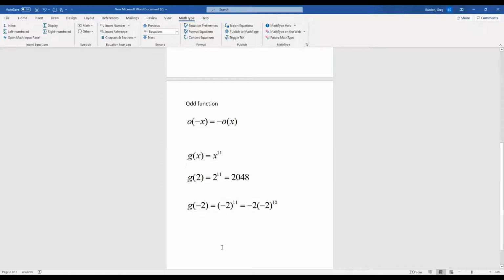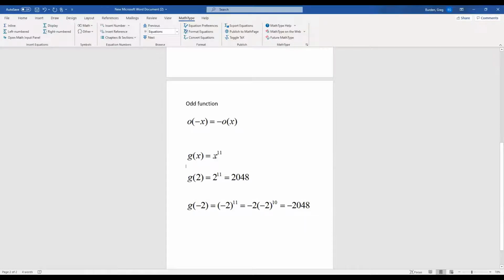Okay. So the 11th power of negative 2 is negative 2 times the 10th power of negative 2. And having established the fact that the 10th power of negative 2 is positive, then we have a negative times the positive, which of course is negative. So what we end up with is negative 2048. And there we are.